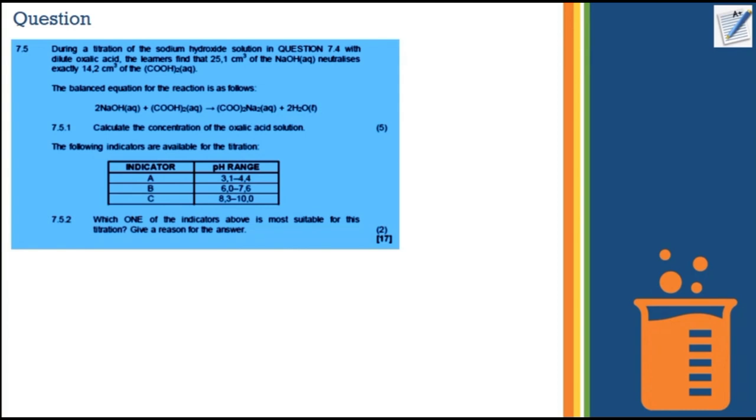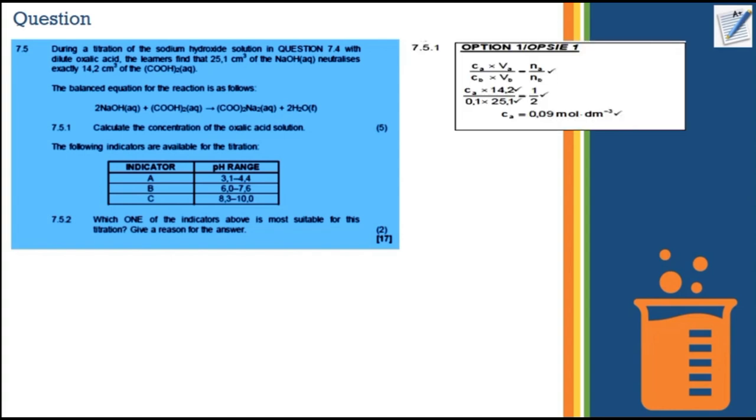We are asked now, 7.5.1, calculate the concentration of the oxalic acid solution. That's a very nice question. Very easy. The biggest giveaway was that word titration. So we take the titration formula: Ca times Va over Cb times Vb is equal to Na over Nb. And we substitute into that formula. It's as simple as that. Imagine 5 marks for that.